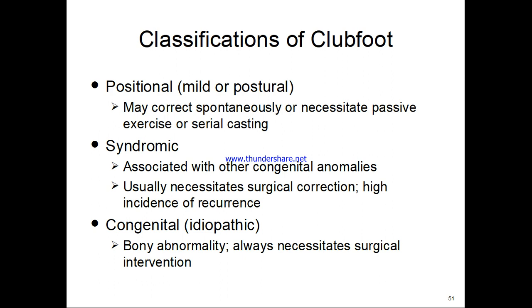So let's say there's a child that has a trisomy, and they have a lot of different things. They have congenital heart, they have kidney problems, and they just happen to have clubfoot as well. Well, this would be a syndromic example, and these are going to need surgical correction, and they have a high incidence of recurrence and needing repeated surgeries to recorrect.